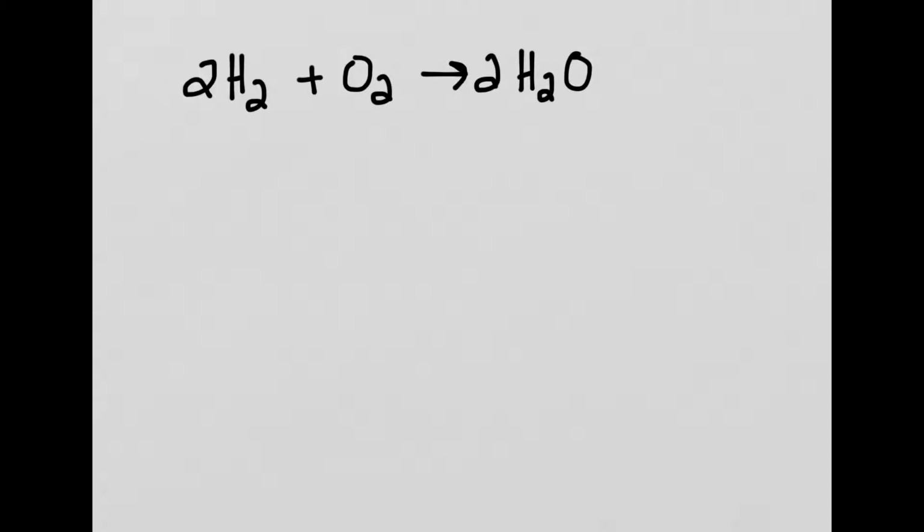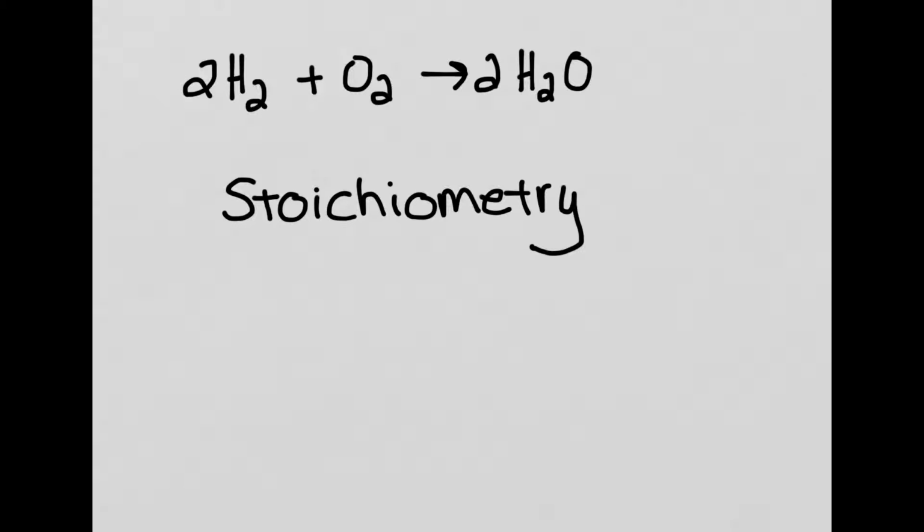When we look at a chemical equation such as this, we might say, I only have 2 grams of oxygen. How much water can I make? Or I need 2 gallons of water. How much hydrogen gas do I need? These calculations are called stoichiometry, which literally means element measure.